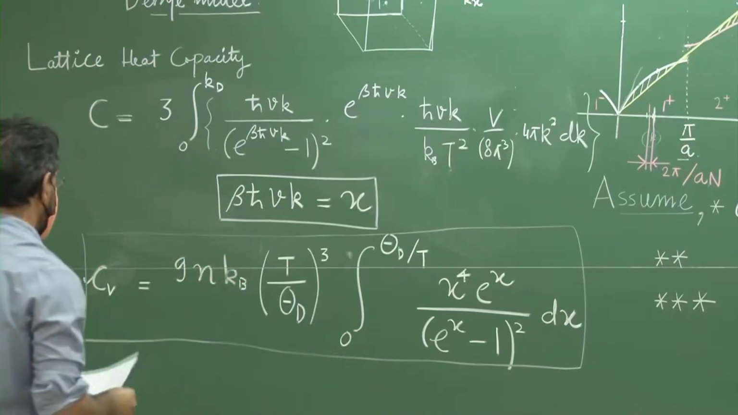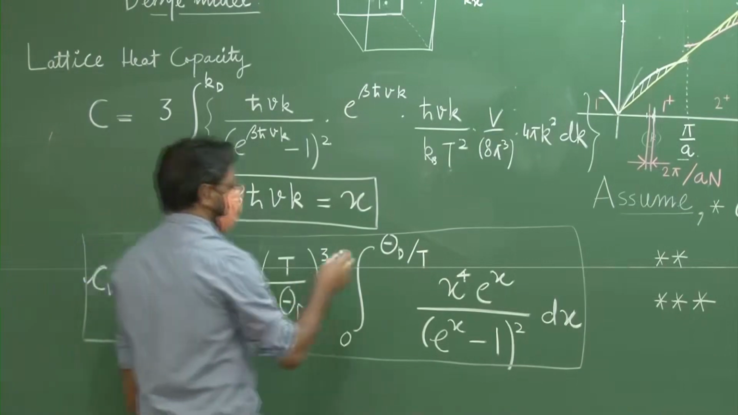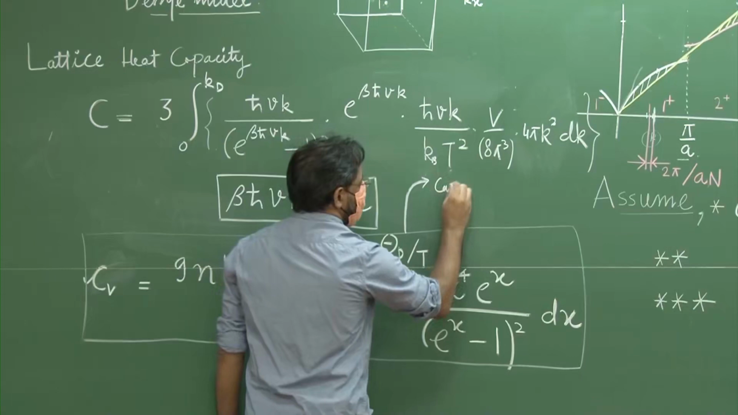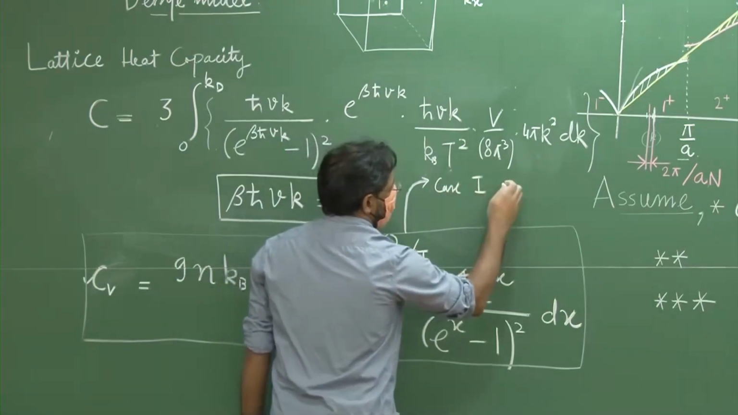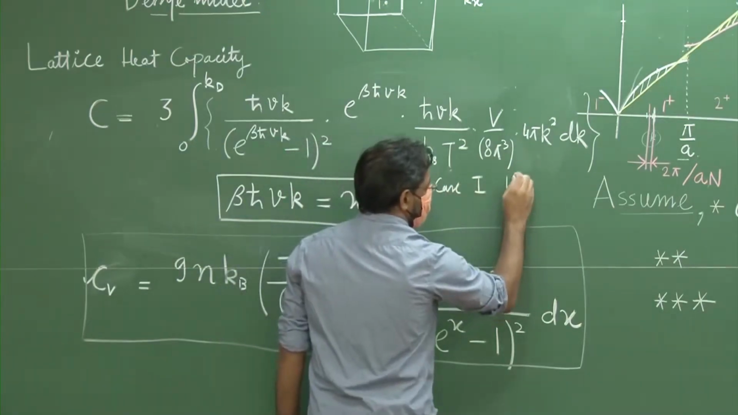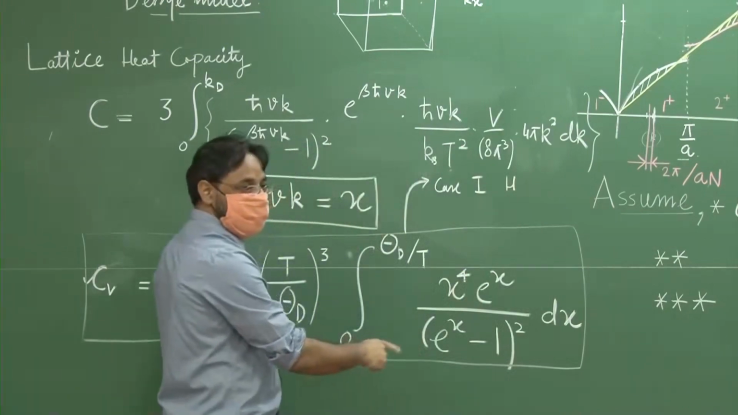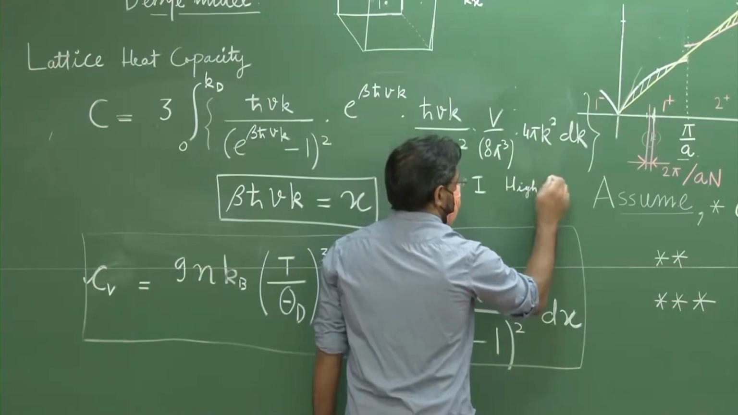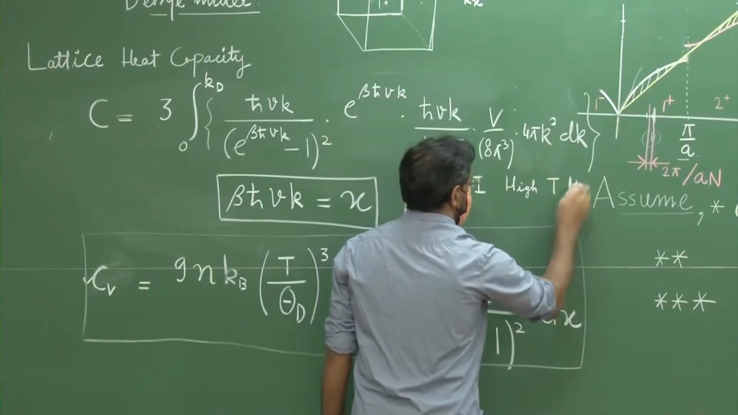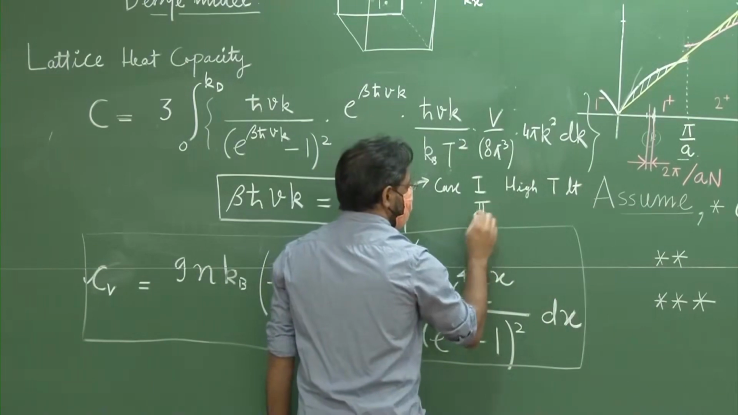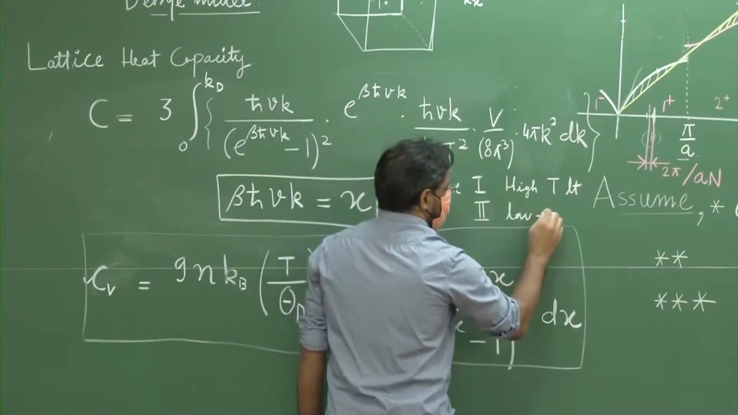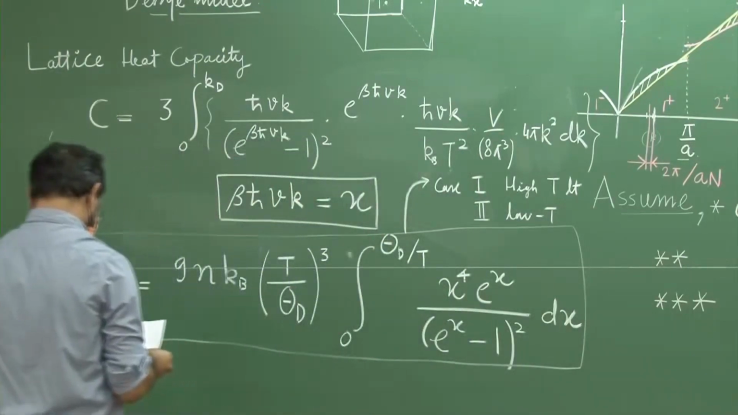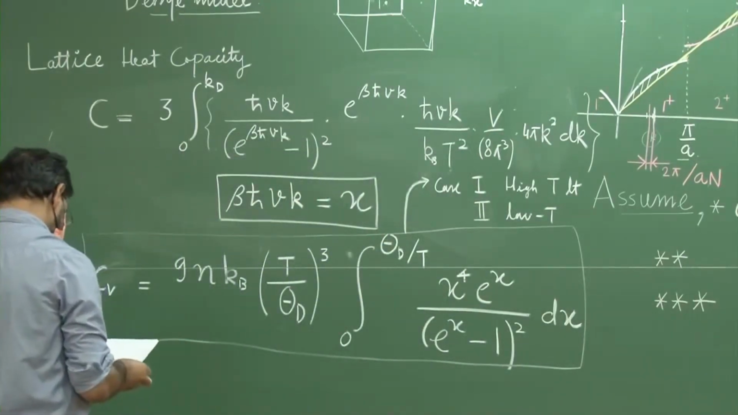And now this is a homework assignment. You have to now take the two cases. Case 1, which is the high T limit. So show that this expression converges to 3R in the high T limit. And case 2 is the low T limit, where the specific heat goes as T cube, right? So assume you will do that.